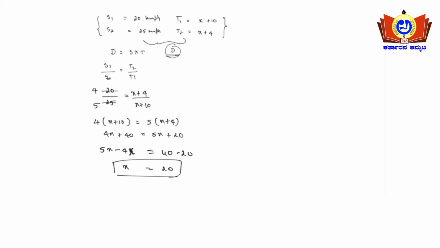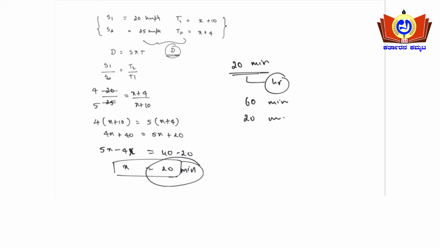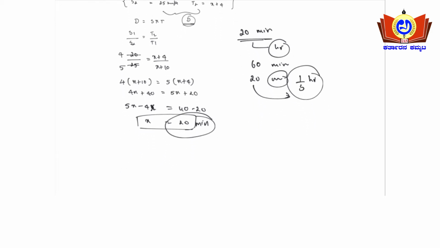So what is x here? x is 20 minutes here. Okay, this we need to convert into hours. So 20 minutes is there, so we need to convert it into hours. We know that 60 minutes equals 1 hour, right? So this is 20 minutes they are talking about. Obviously it is 1/3 hour. So 20 into 3 will be 60, right? So it is 1/3 hour. So now we know that x is equal to 1/3 hours.